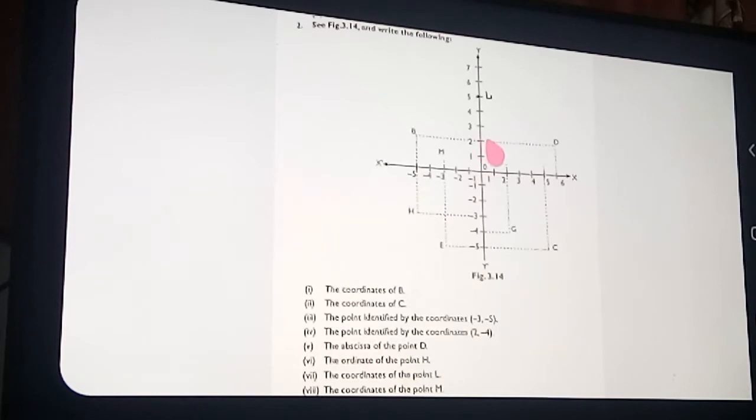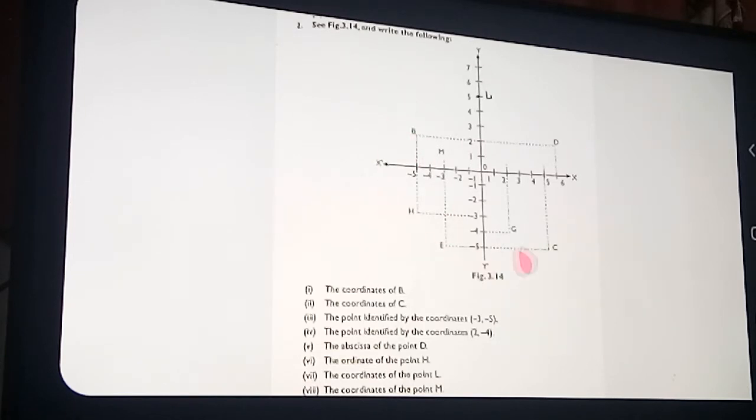2. So, all of you write your answers in your notebook. Therefore, the coordinates of B are, write down, ordered pair minus 5, 2. Have you written? Okay. Ordered pair.